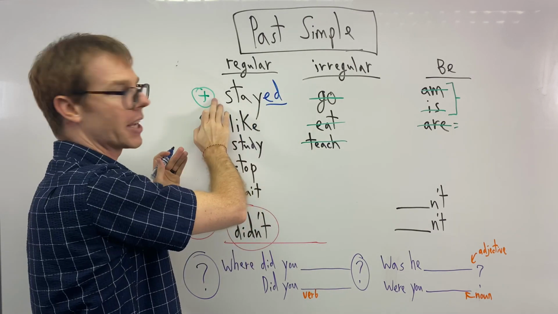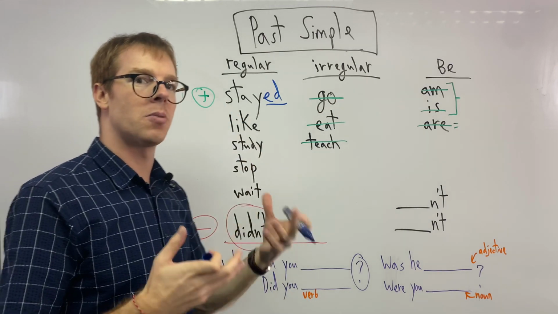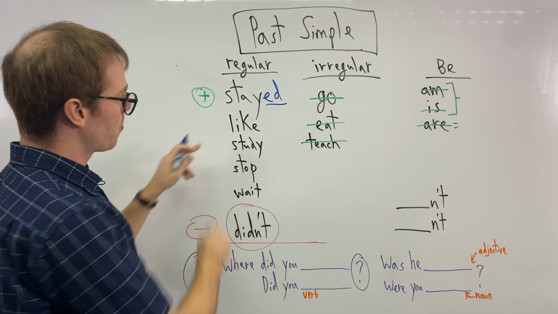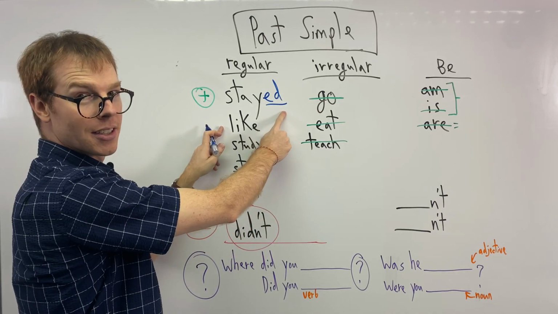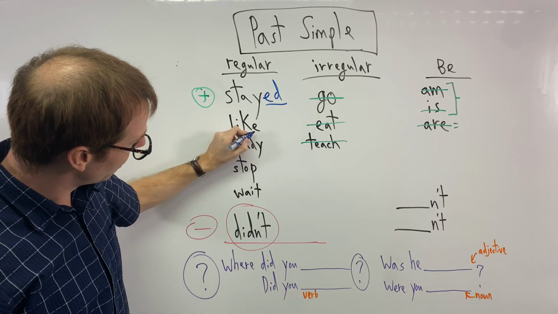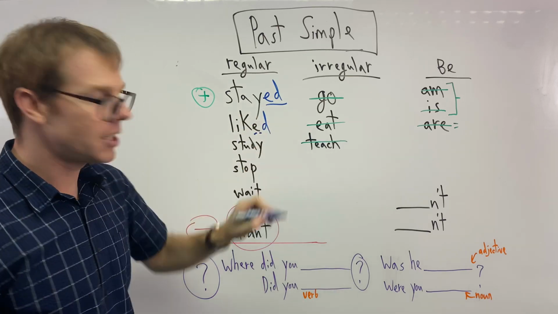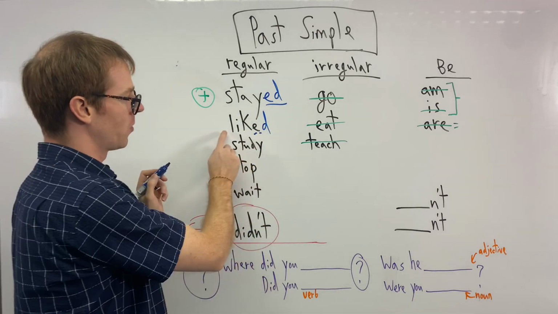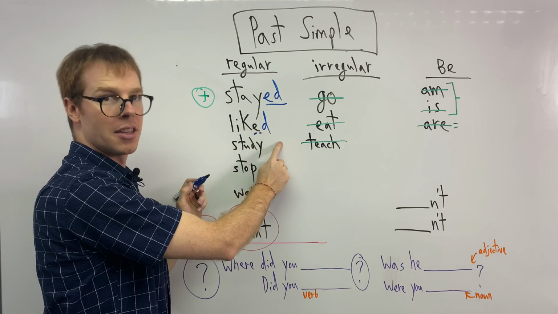A lot of words are like this, but some words you have to be careful. The rule is a little bit different. For example, here's like. Do we add an ED? A lot of you are thinking, oh, I know this. If you see the E here, we don't have to add ED, we only add the D. So again, a word like this, L-I-K-E, just add the D.